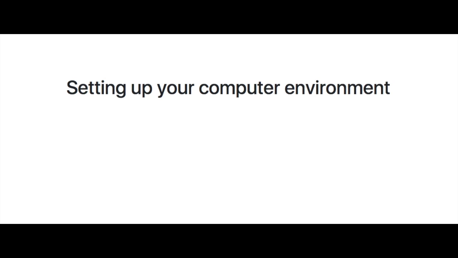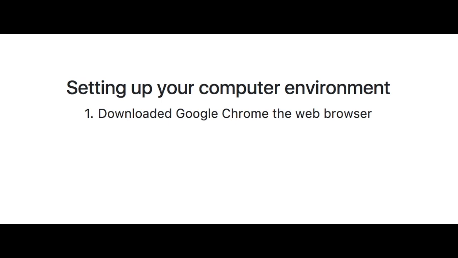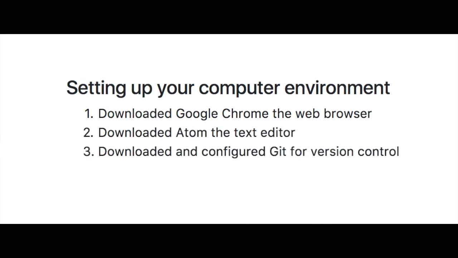I want to do a quick review of what we've done so far. We started with setting up our coding environment. We downloaded Google Chrome for a web browser. We have Atom for a text editor. Git will be for our version control, and we signed up for GitHub.